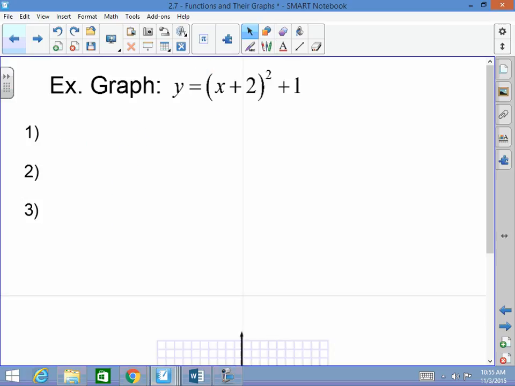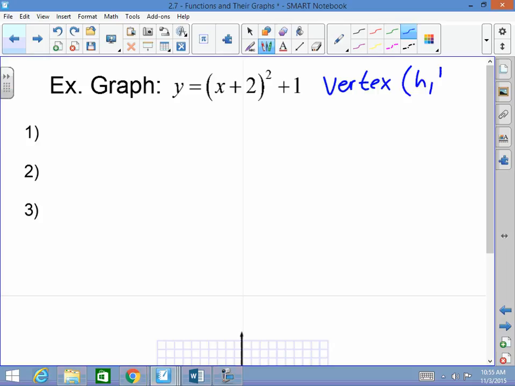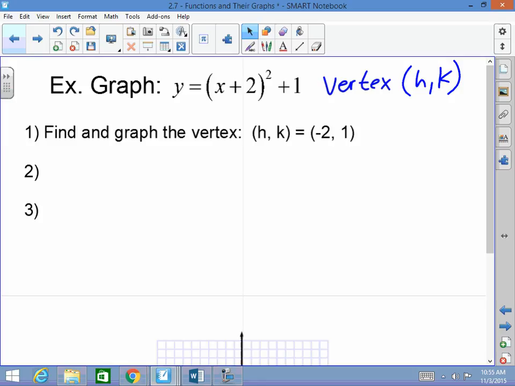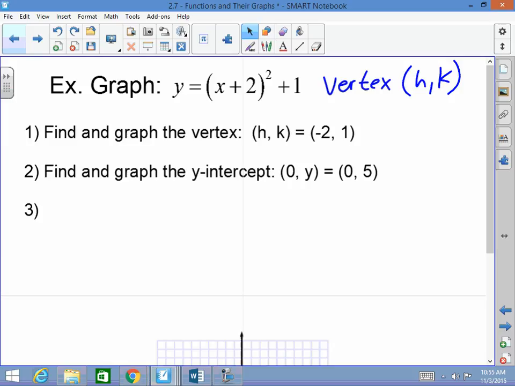This shifting H and K represent what's called the vertex. Didn't we learn about the vertex with absolute value? That's my HK. So guys, I think this is going to make your life a lot easier. Number 1, find and graph your HK, which in this case would be -2, 1. Why is the H opposite? Because it's always opposite.